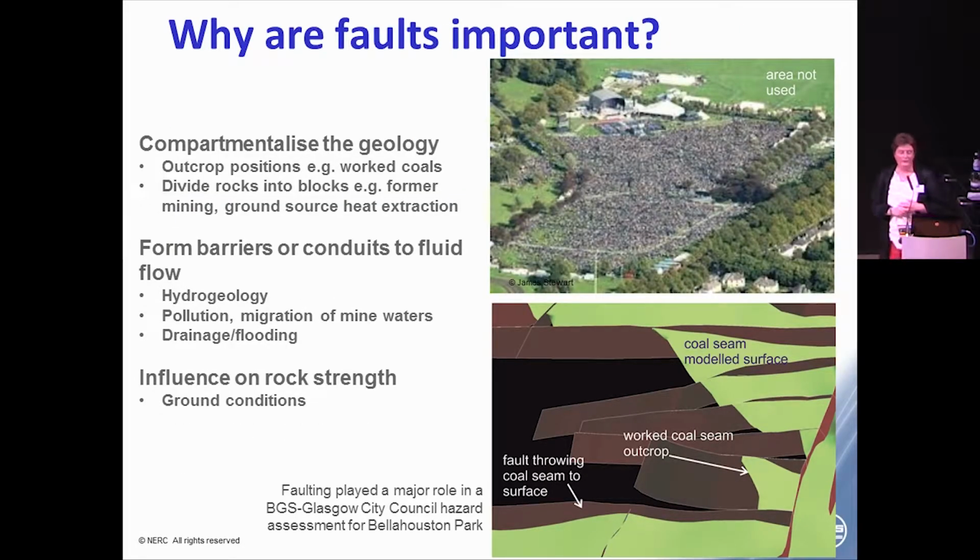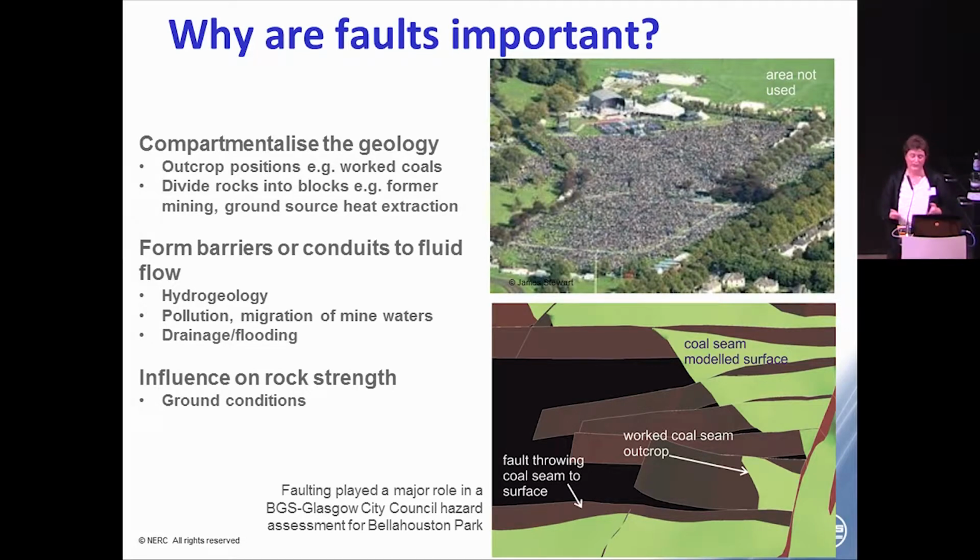So why are they important? Well, the photograph I've got here is one example of where faults have been important in terms of the geology. It's an image of Bellahouston Park, which is just a couple of kilometres south from here. And the mass of people are the people who came to see the Pope in 2010 at Bellahouston Park, so tens of thousands of people in the park. And you'll see I've labelled an area in the top of the picture, area not used, and it's very clear that the people are all in one area of the park and not in the other area of the park.